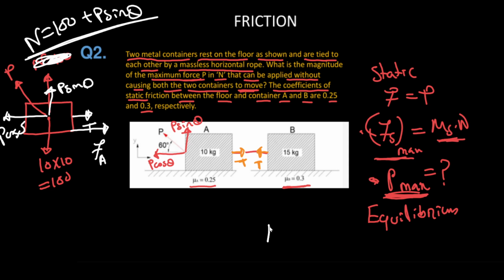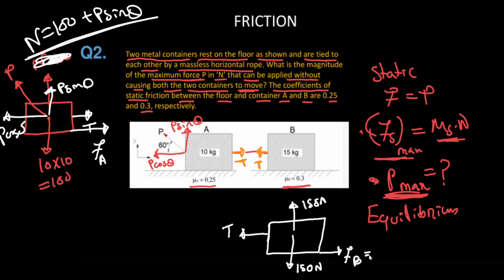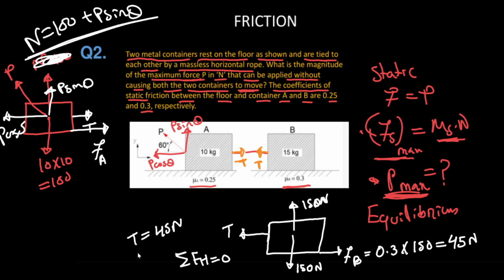Okay, now I draw the free body diagram of block B. Here is 15 into 10, which is 150 Newton. Normal reaction is equal to 150 Newton. Here is the tension, which is trying to move the block B in this direction. Here will be the friction, Fb, which is equal to mu s, that is 0.3, into 150 Newton. So it's nearly 45 Newton. Getting my points? So I apply net force in the horizontal direction equal to 0. So tension is equal to 45 Newton. So here the tension is also 45 Newton.